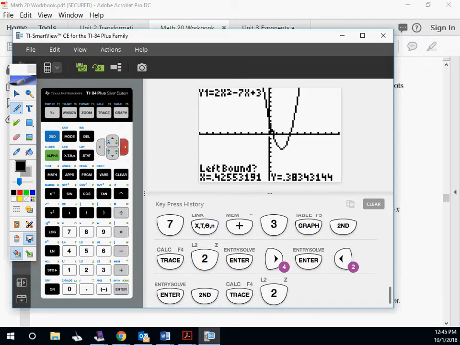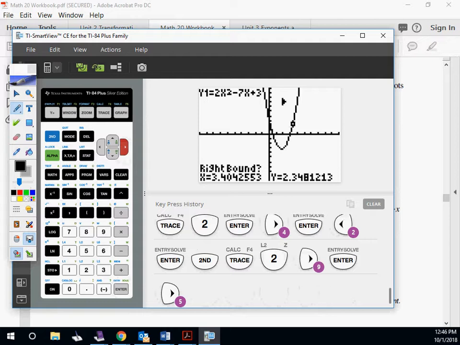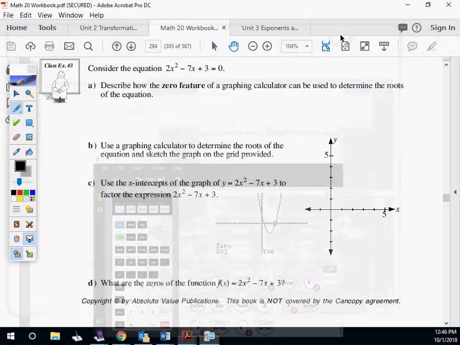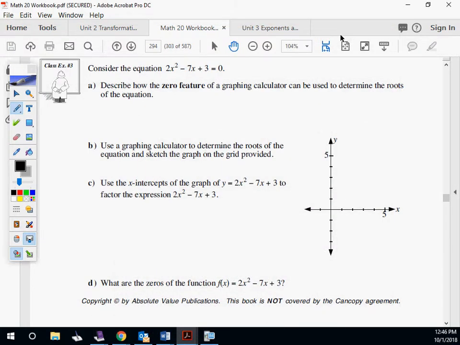All right, 2. We're going to come over here. Okay, I'm on the left side. Hit enter. Click the right trigger until you pass it again. Enter. Get on it. Enter. 3. So 1/2 and 3 are your zeros. Okay. So I just showed you how to do that with the calculator. Now let's look at that same problem.